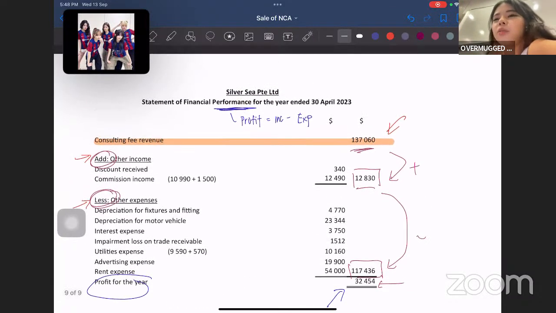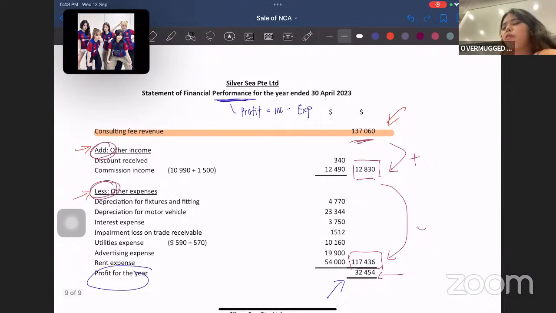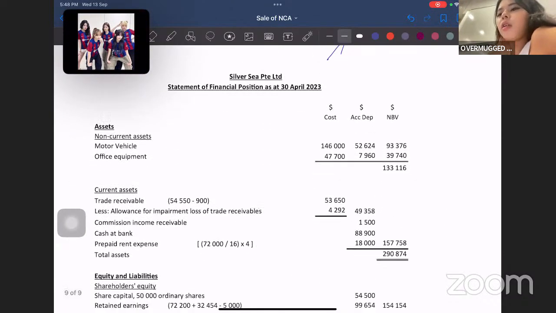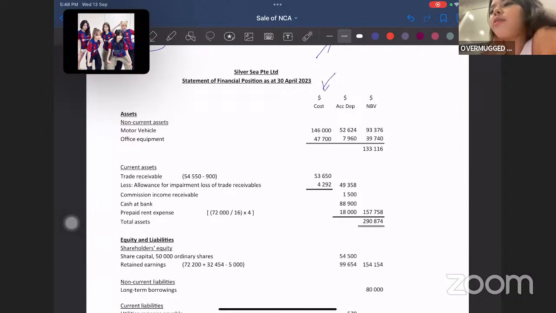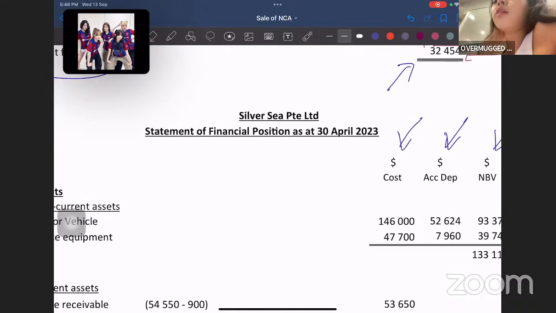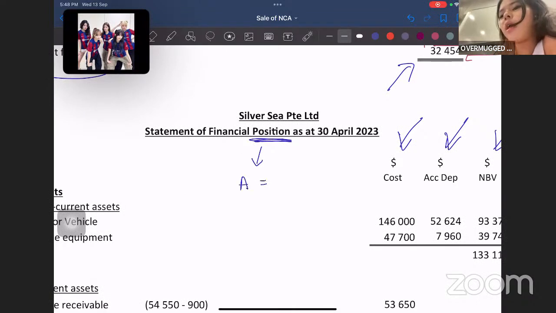Okay, and let's move on to the second one, which is statement of financial position. So statement of financial position, you will now have 3 columns, which I believe those who are taking O-level in 2 months' time, you should know this by now, you should be familiar. Okay, then recap again, statement of financial position. It will be your A equals to L plus E. So all your items here will be your asset, your liability, and equity. And then your teacher will always say, right, must balance, must balance. So why must balance? Because A equals to L plus E.